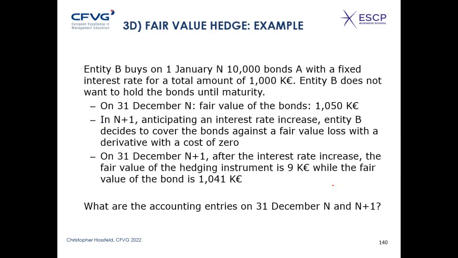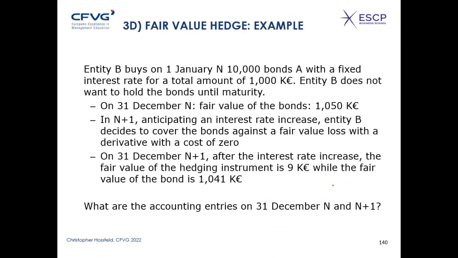Okay, let's see in this example how this works. Entity B buys a bond on January 1st of year N, 10,000 bonds with a fixed interest rate for a total amount of 1,000. Entity B does not want to hold the bonds until maturity. On December 31st of N, the fair value of the bonds is 1,050, so there was a value increase. In N+1, anticipating an interest rate increase and therefore fearing lower bond values, entity B decides to cover the bonds against the fair value loss with a derivative with a cost of 0.